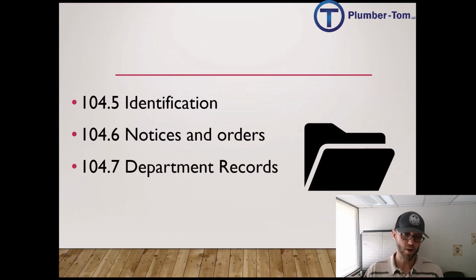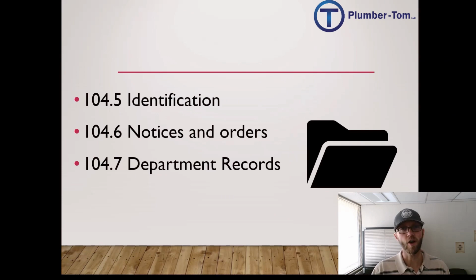104.5 talks about how the code official should be carrying identification, meaning you should be able to ask, oh, you're the code official? Really? Do you have a card or some sort of a badge, something that says that's really who you are? But the reality is that you as an apprentice or any journeyman or master plumber should also carry with you your identification. Make sure you have your card on your person. It makes it a lot easier to prove who you are if they have any questions. 104.6, the code official will issue notices or orders as they need things to be done.